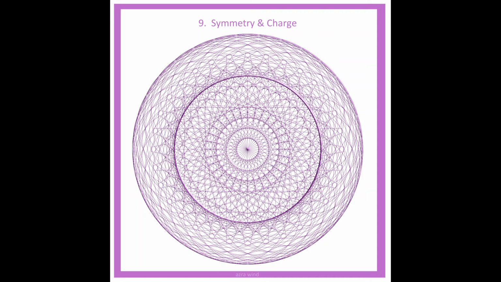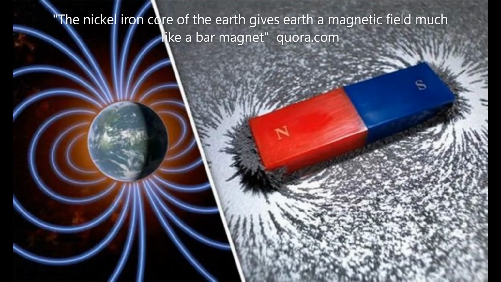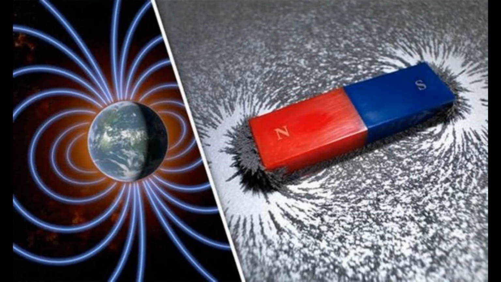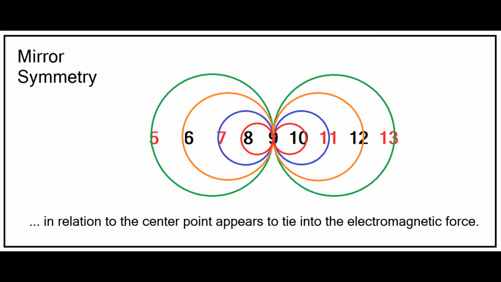Symmetry and charge. The nickel-iron core of the Earth gives Earth a magnetic field much like a bar magnet. You can see these iron filings create the same pattern surrounding the magnet. This 90-degree or orthogonal change is significant though. These magnetic field lines look like a 2D representation of a torus. The same geometries occur between each number radiating out from the center points within these geometries. From this perspective, they look like a horn torus. This symmetry in relation to the center point likely ties into the electromagnetic force.